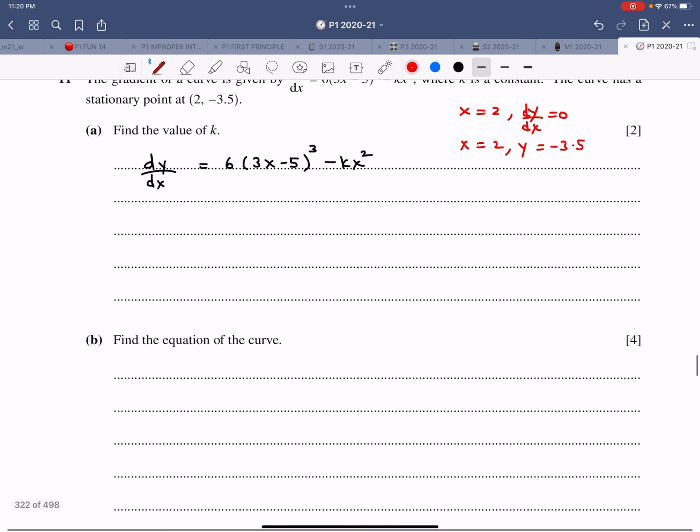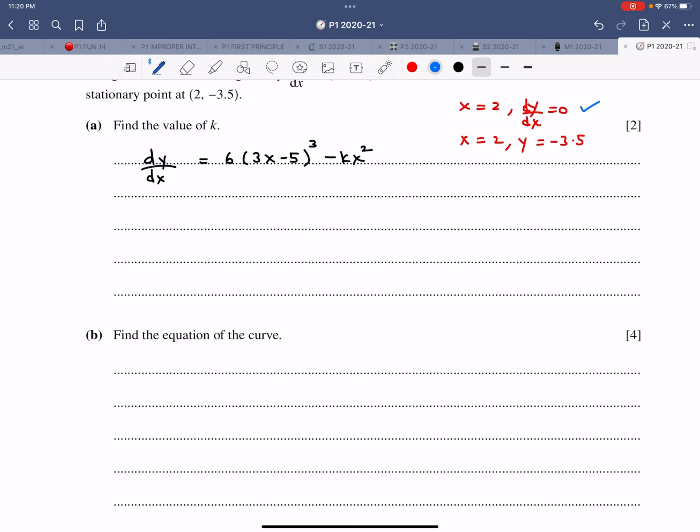So it's time to use the first one. dy by dx is 0, 6 remains as it is. Value of x is 2, 3 2s are 6, 6 minus 5 is 1. This is 1 cube minus k into 2 square. 6 is equal to 4k. So therefore k comes out to be 3 over 2. That is the answer for the first part.